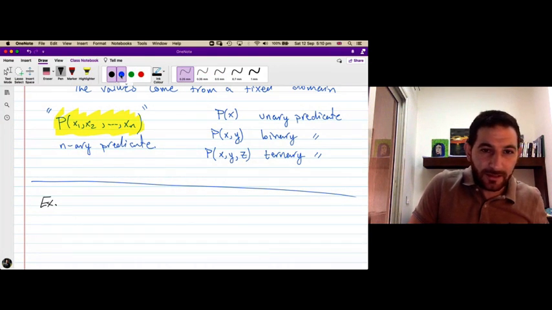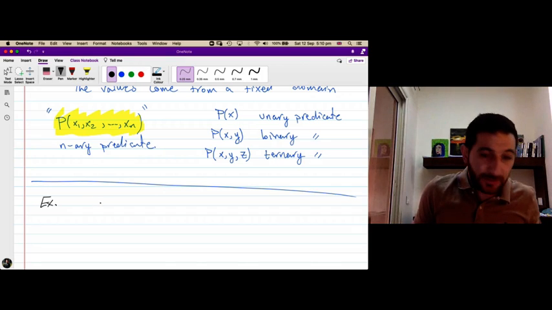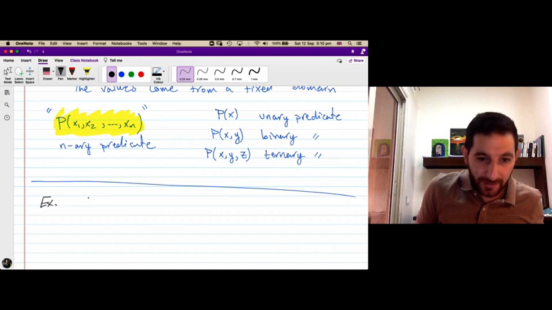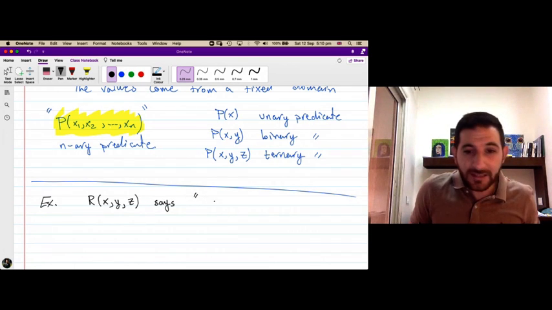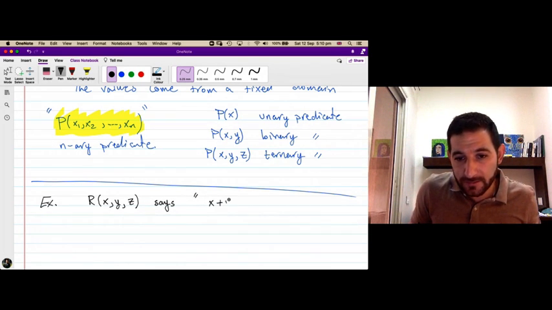Okay, so let's take another example which talks about a ternary predicate R, which talks about three variables x, y, z. And this predicate is the statement which says that x plus y is equal to z.